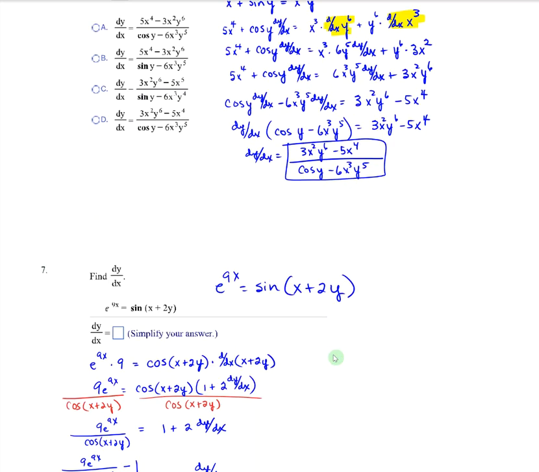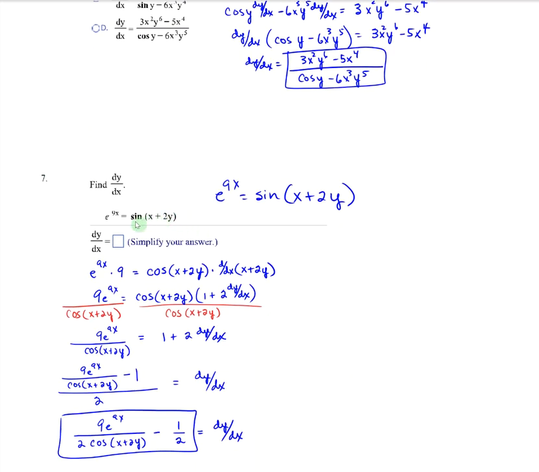Right? Number 7, e to the 9x equals sine of (x plus 2y). All right, so on the left, we've got e to the 9x times 9. On the right, we have a trig thing, so it's cosine, derivative of sine is cosine of (x plus 2y) times the derivative of x plus 2y. So next line, we're going to take the derivative of this. Derivative of x is 1, derivative of this is 2 dy/dx.